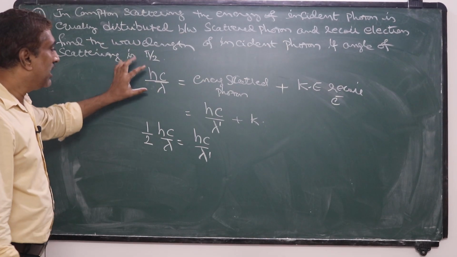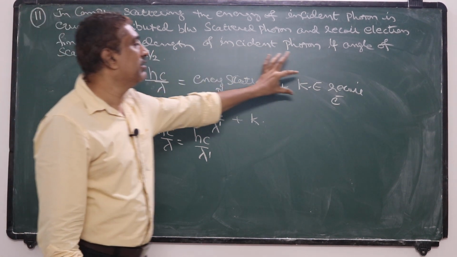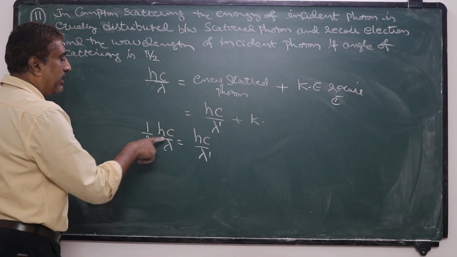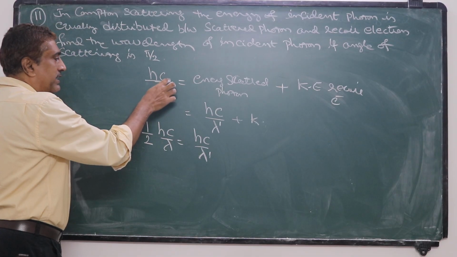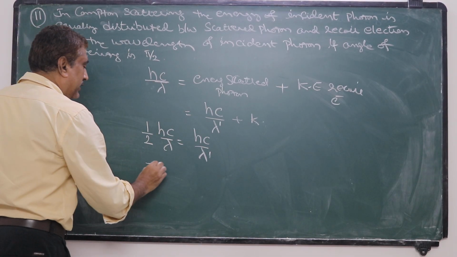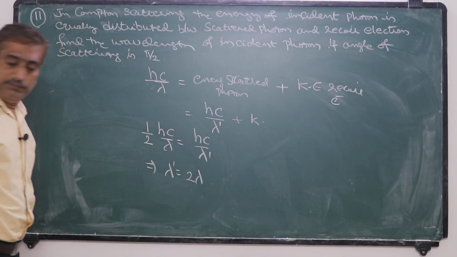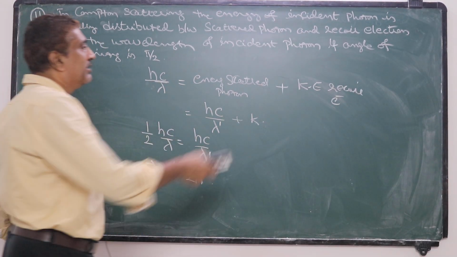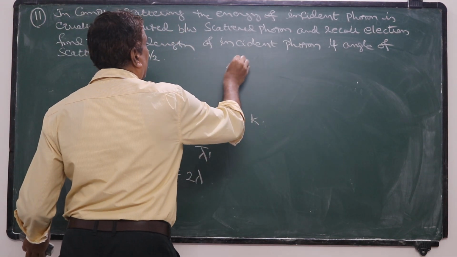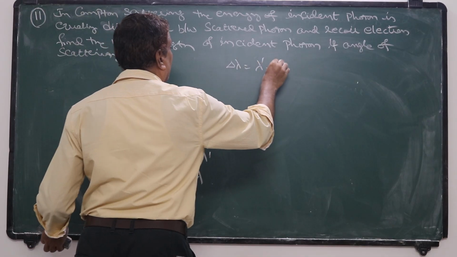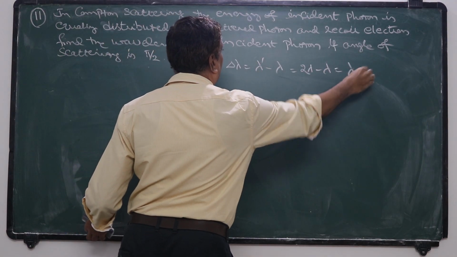Okay, that means half of this energy is equal to this one and the remaining half is equal to this one. Therefore, we can write that the energy of the scattered photon, hc by lambda dash, is half of the incident energy. This implies lambda dash is equal to 2 lambda. From this we can calculate delta lambda is equal to lambda dash minus lambda, that is 2 lambda minus lambda, that is lambda.